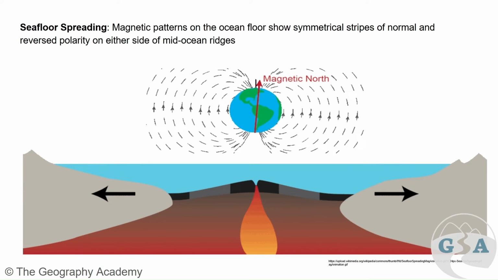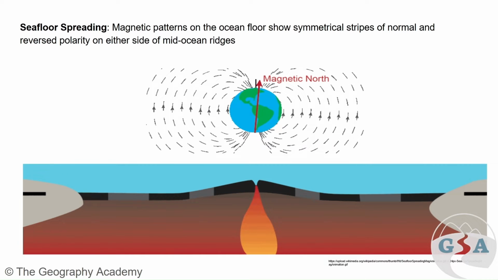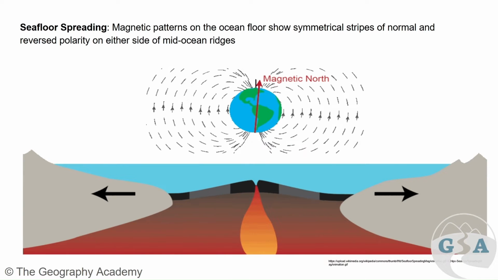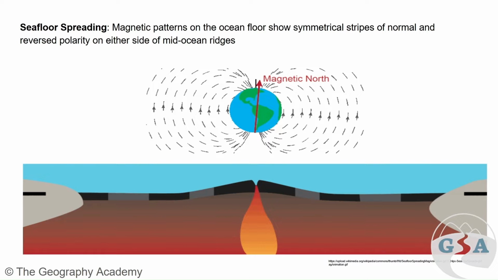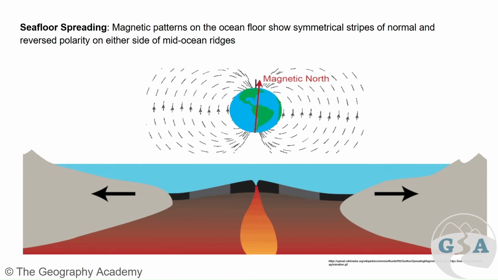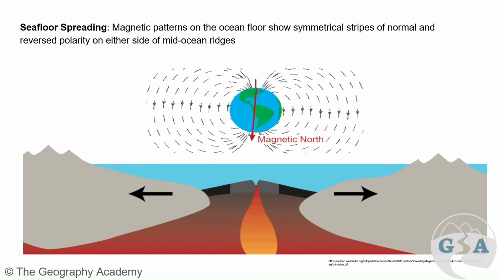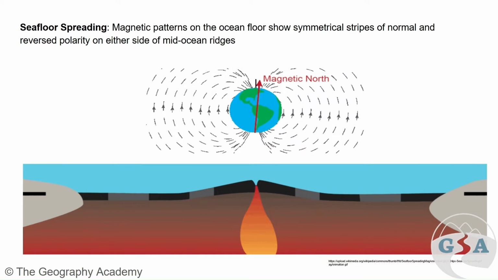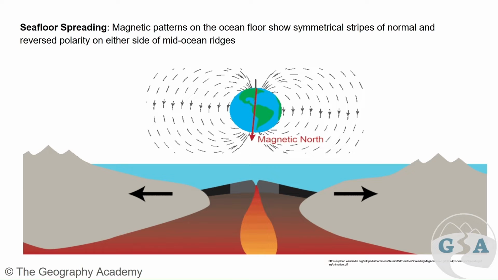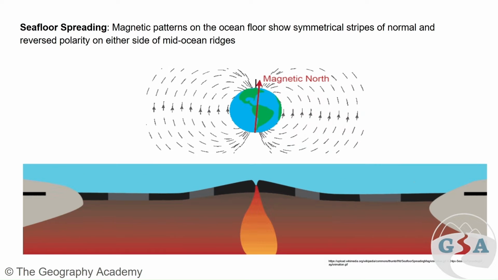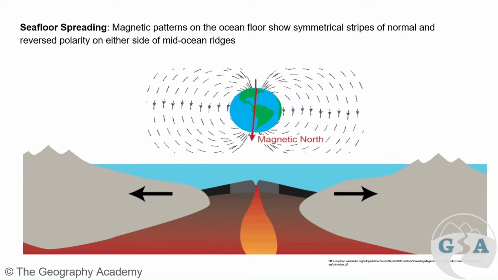We have an idea that the seafloor is spreading because we have a magnetic polarity in the earth, and over time we can see and date the different rock as it's being created, as the ocean then is spreading apart. This is creating mid-ocean ridges. So let's explain this a bit further.